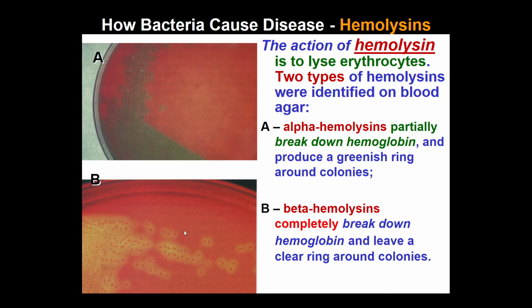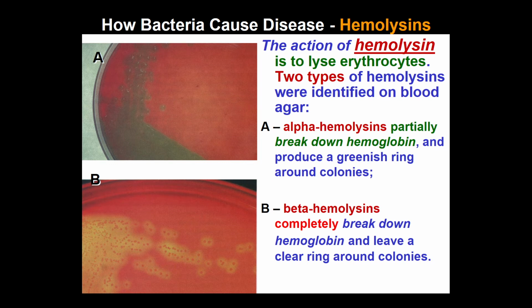Here you see petri dishes A and B colonized by different microorganisms. Two types of hemolysins were identified on blood agar, which demonstrates changing of the hemoglobin if the change is made by bacteria. A, the upper one on the left, demonstrates so-called alpha hemolysin of Streptococcus. This is a partial breaking down of hemoglobin. Partially, not completely, destroyed hemoglobin converts color from red to green.